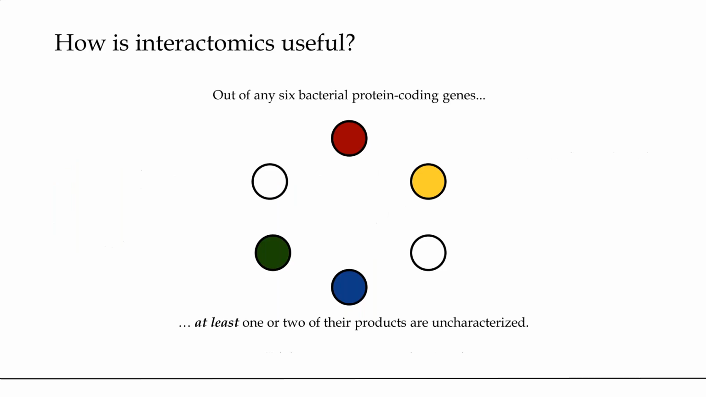Getting back to the subject of bacteria, we know that out of any six bacterial protein-coding genes, at least one or two of their products are likely to be uncharacterized. I'll get into some of the other reasons for this in a moment, but this is one of the main problems that we're looking at when studying bacterial proteins specifically. By understanding the interactions among those proteins better, we can begin to infer functions for those lesser-known proteins. Those would be the proteins shown in gray, if each one of these circles is an individual protein.